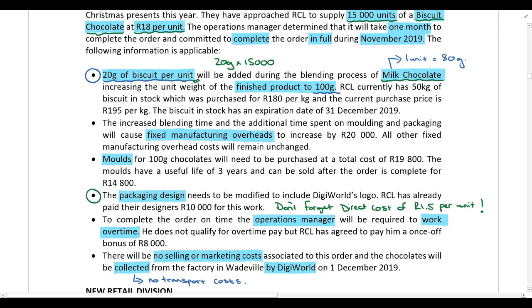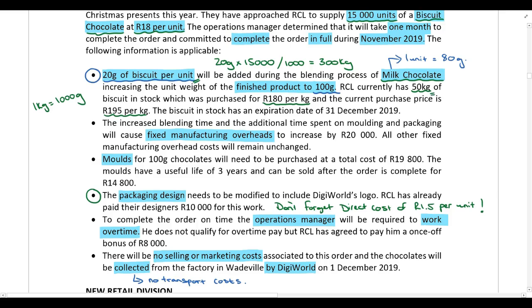We need to work with kilograms here, guys, because we know they currently have 50 kilograms in stock, and we've been given different prices over here per kilogram. So you can't work with the quantity in grams and then the price per kilogram. Everything obviously needs to be consistent. So if we are working with the price per kilogram, we need to know the number of kilograms that they require for this order. So remember, there are 1,000 grams in a kilogram. So if we want to convert this into kilograms, we just need to divide by 1,000. So they need 300 kilograms of biscuit for this order.